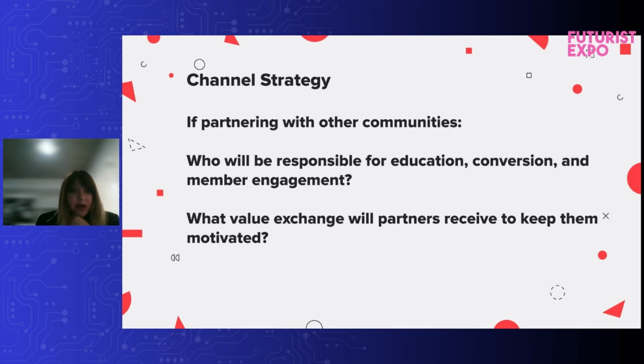If you're partnering with other communities, it's the same as influencer collaborations. You have to be pretty clear about that relationship. What do you want from that, and what do you want to give to the other actor? So the first thing is to be clear on who will be responsible for education, for conversion, and member engagement. Because when you make a channel strategy, it's important to be perfectly clear to avoid conflicts, because there are a lot of conflicts in partnerships. So you have to be pretty clear from the first moment.